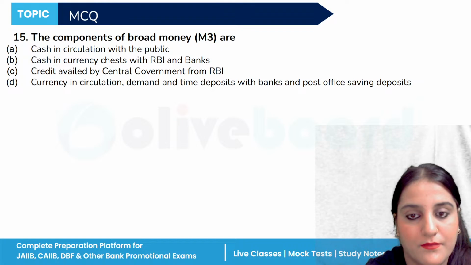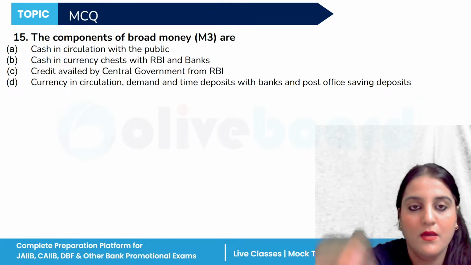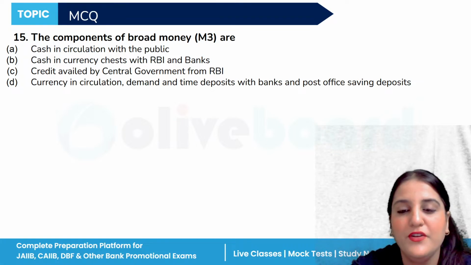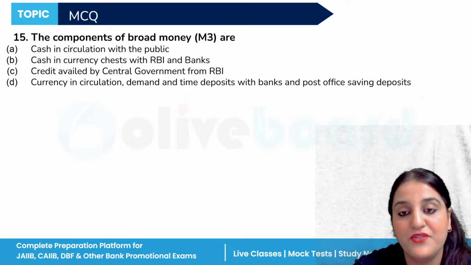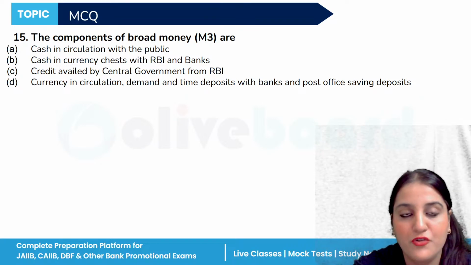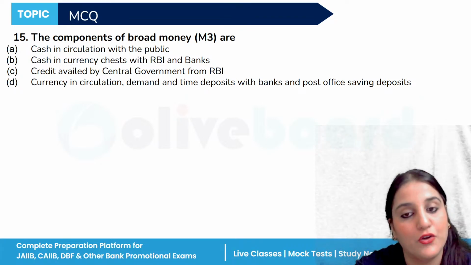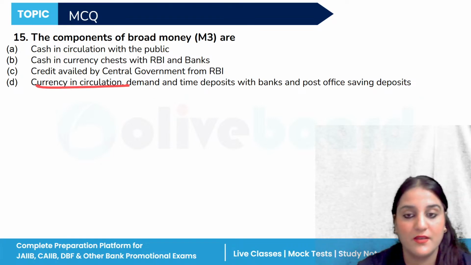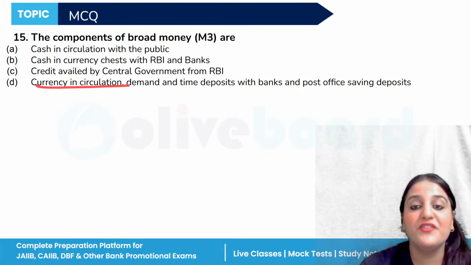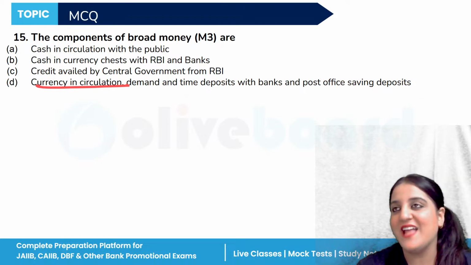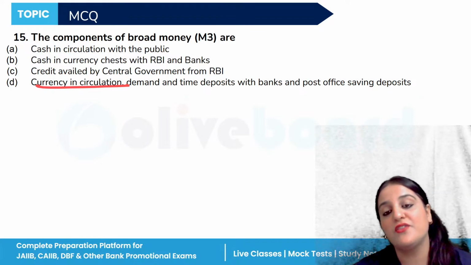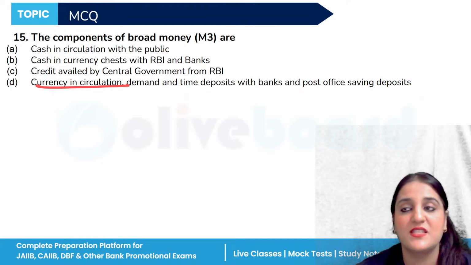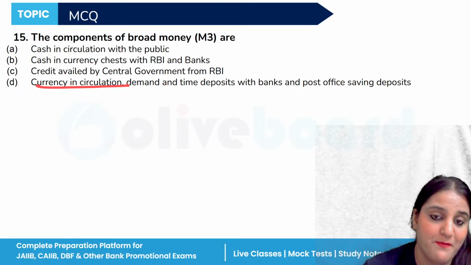If we talk about the components of M3, this is the measure of total money supply in an economy, which includes several components. First one is currency in circulation. This refers to the physical cash, notes and the coins in the hands of the public and the businesses, which exclude the cash which is held by the banks.